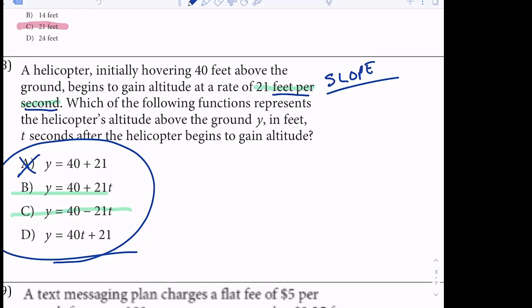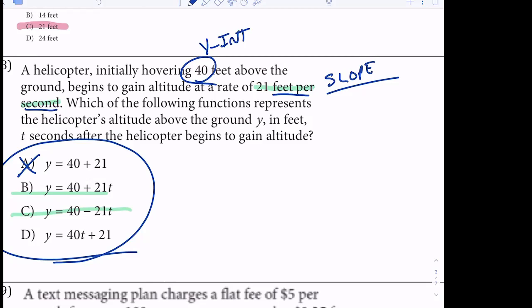Now, because I gave you a hint on what 21 feet per second represents, what does 40 represent? The height. At what time? That's correct. Thank you. For those of you who are catching my hints, that is the y-intercept. Why is that called the y-intercept? Because that's where the helicopter starts. The y-intercept is where you start. You're starting at 40, and then you're increasing 21 feet every second.